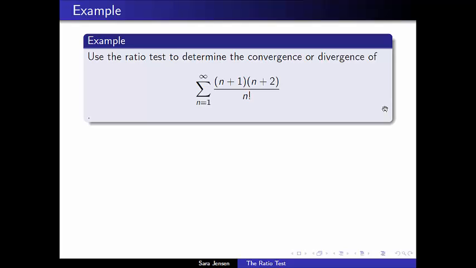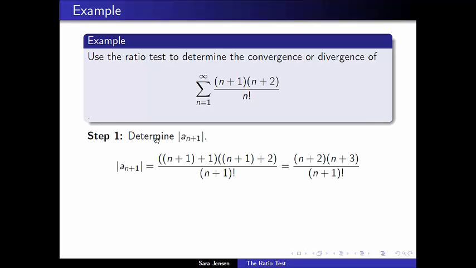Following blindly, we feel like the ratio test is a good thing to use for this particular series because we've got a factorial there. So let's take a look at the steps we need to perform in order to complete the ratio test every time. The first step is to determine the absolute value of the n plus first term. So what we do in order to compute it is, everywhere we see an n in this expression, we add parentheses and we write n plus 1 instead.